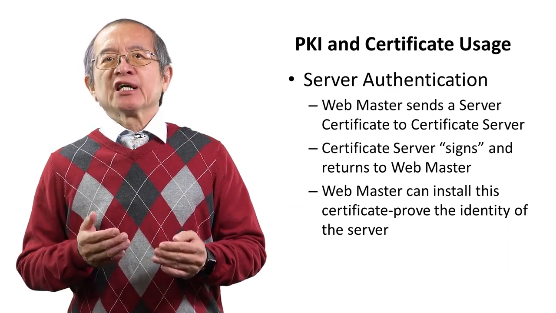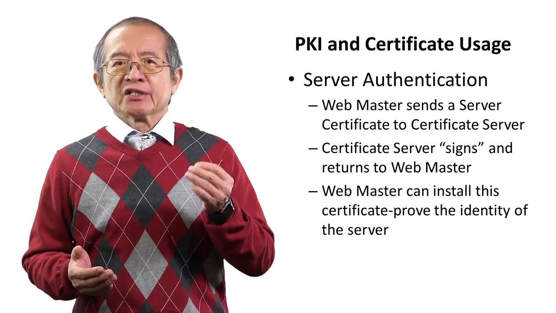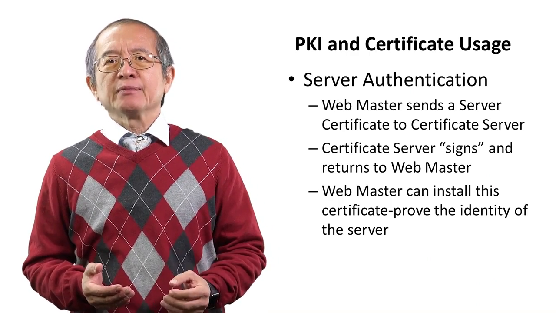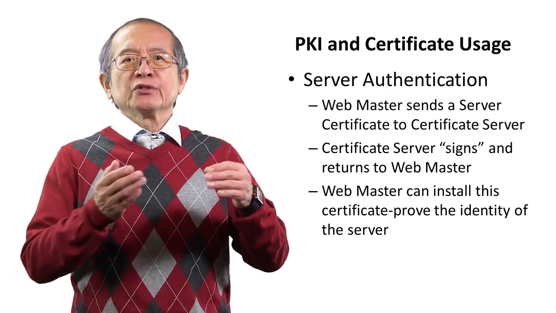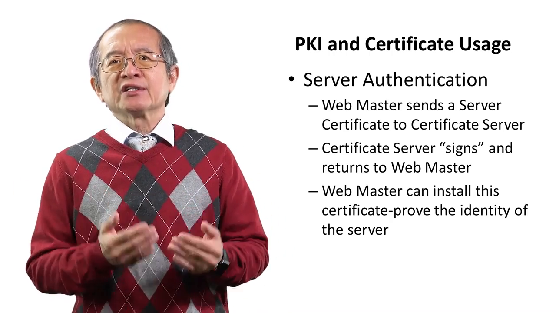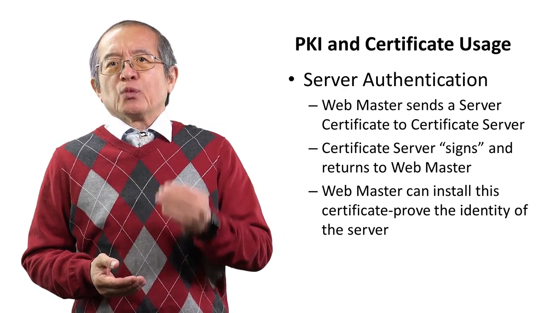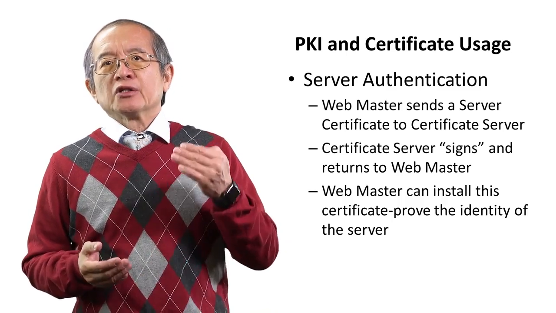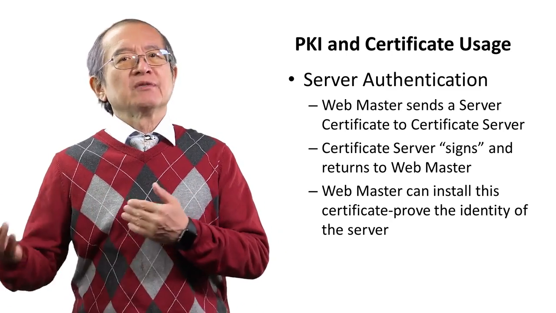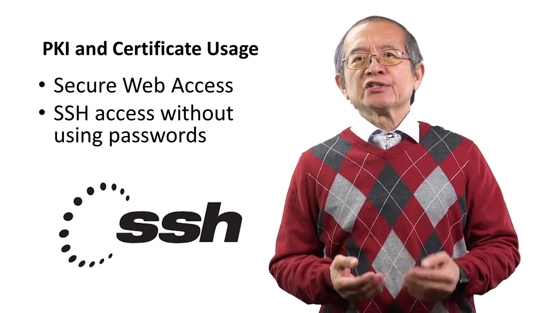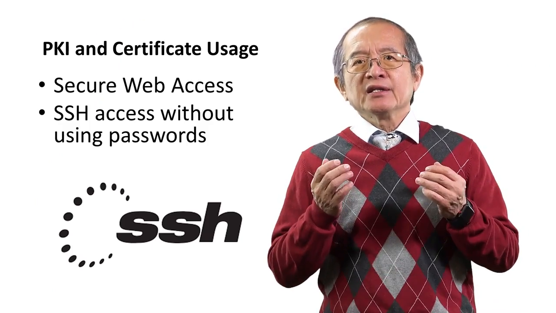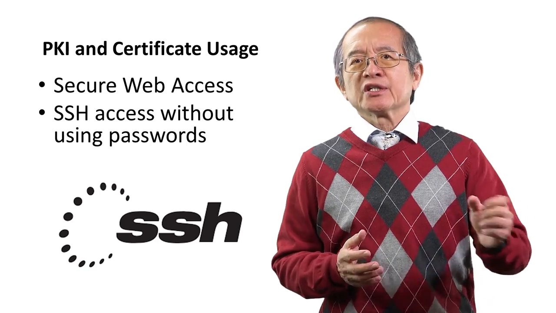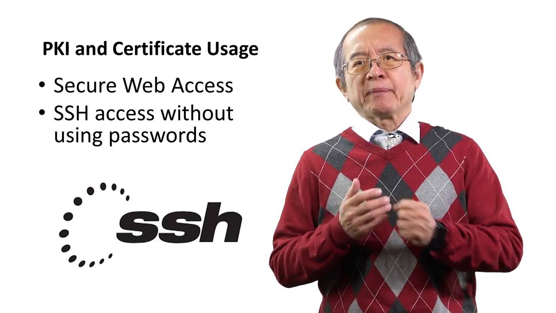The user can then present this certificate to prove its identity to other systems. A webmaster can send a server certificate request to the certificate server set up by the certificate authority. This request is signed by the certificate server and returned to the webmaster. When the signed certificate returns, the webmaster can install the server certificate in the designated locations to be presented to the user to prove the server's identity. The user can install the client certificate and the private key in the browser and allow mutual authentication with the server. This is so-called secure web access.